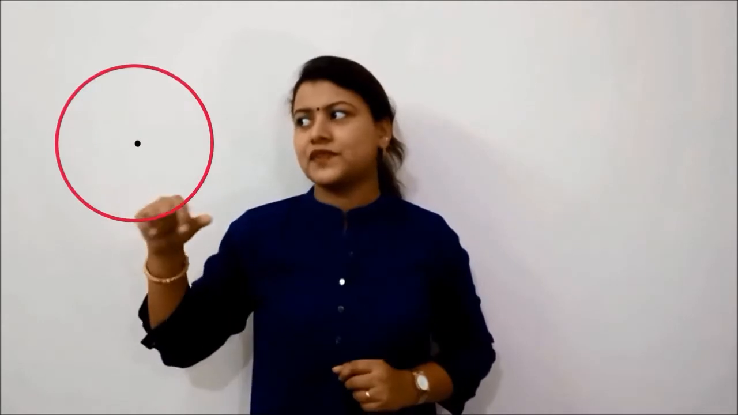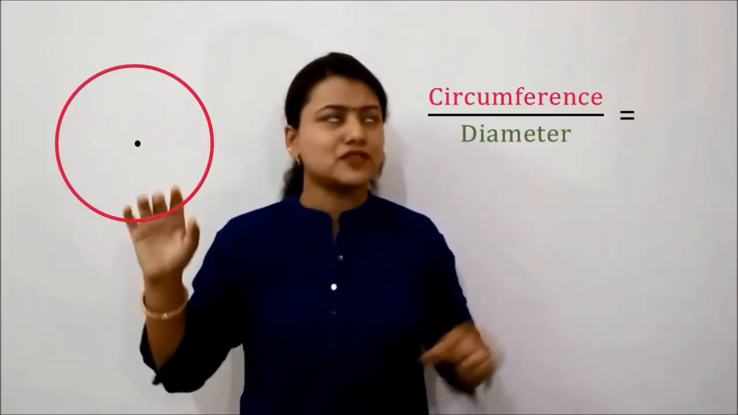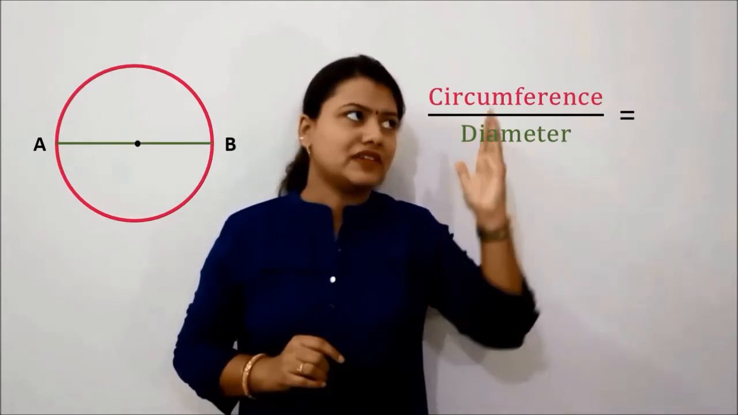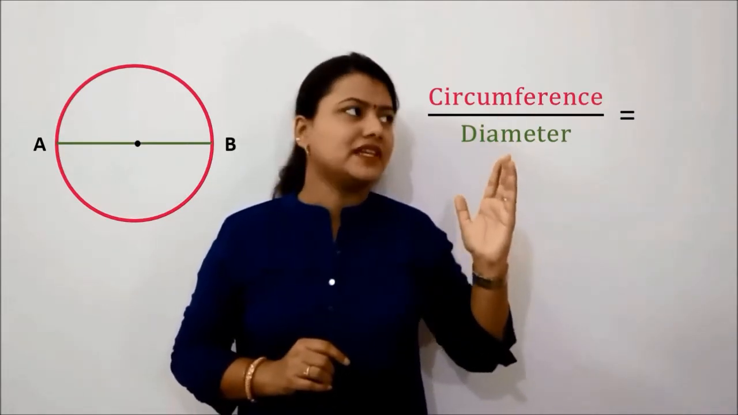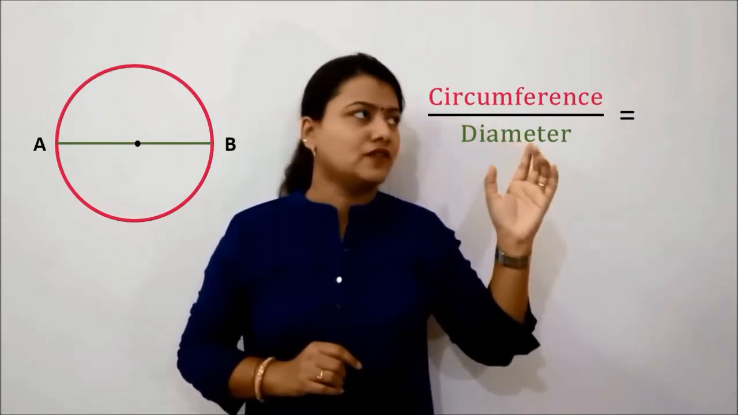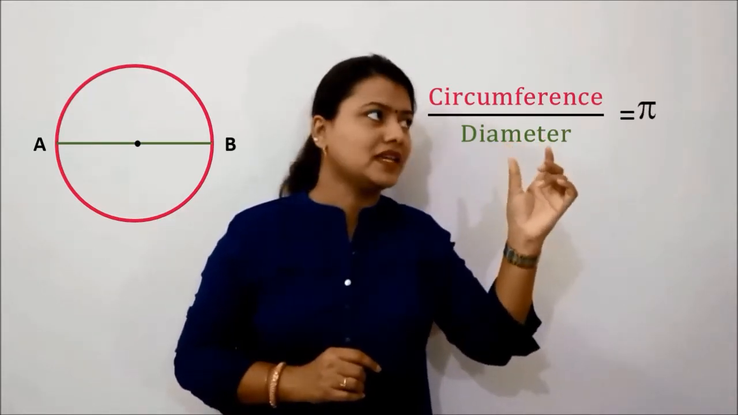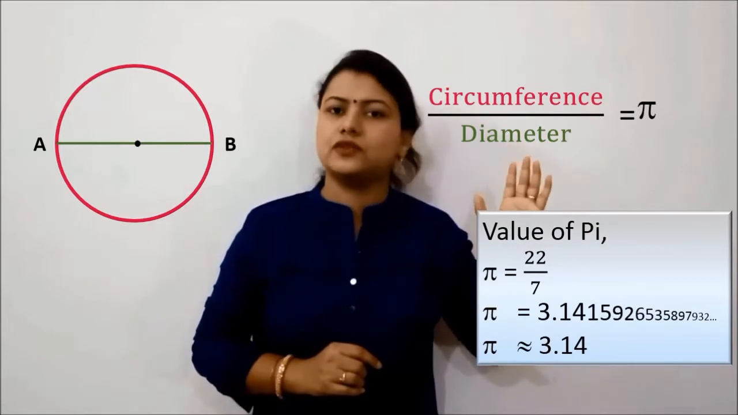Today we will discuss formulas. For that, let us take a circle and divide the circumference of this circle by the diameter. If I divide these two values, I will get a value equal to pi, which we represent with the symbol pi, and the value of pi we already know.